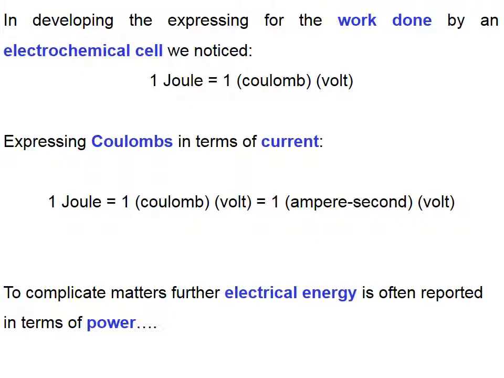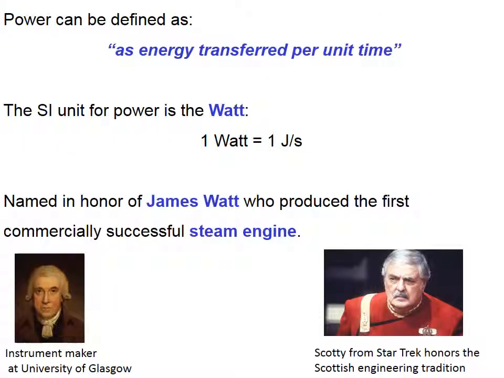And then to complicate matters even further, electrical energy is often reported in terms of power, and power is the amount of energy transferred per unit time. So power can be defined as energy transferred per unit time, and the SI unit for power is the watt, and 1 watt is 1 joule per second.